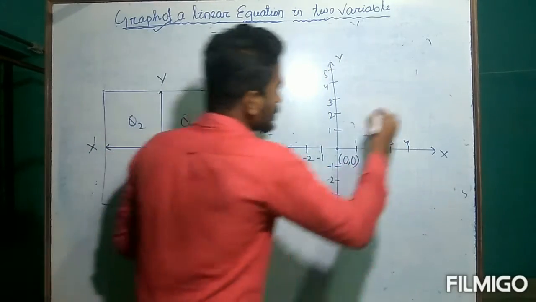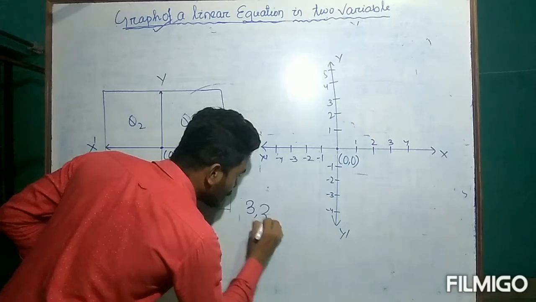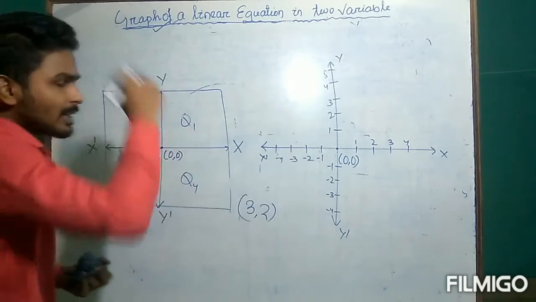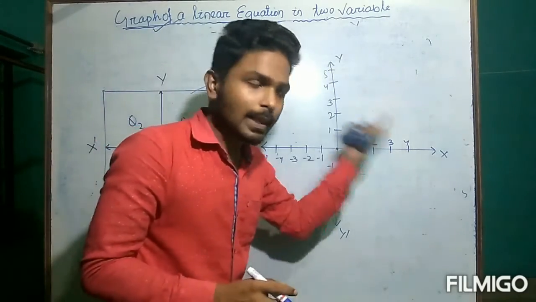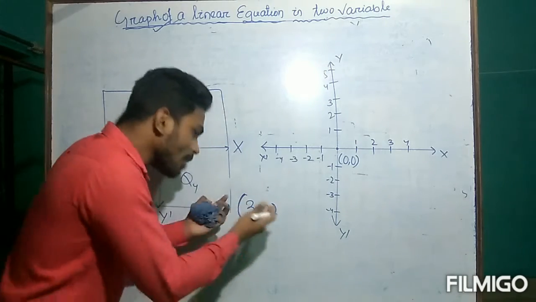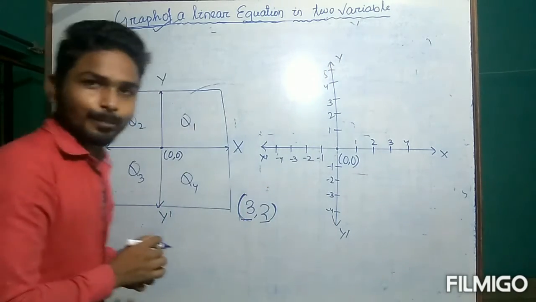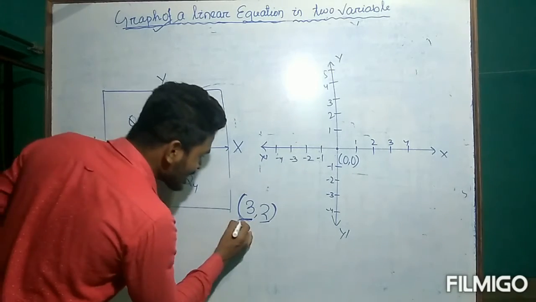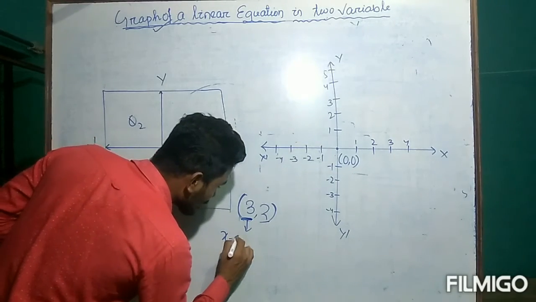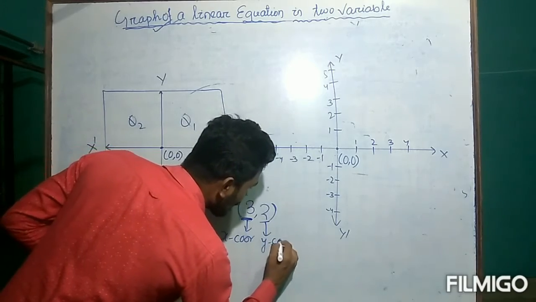Suppose you have a question to represent (3, 2) on a Cartesian coordinate system. Can we represent it? Yes, you can. How? Since (3, 2) is an ordered pair, it has two numbers or two digits. The first digit represents the x coordinate, and the second digit represents the y coordinate.